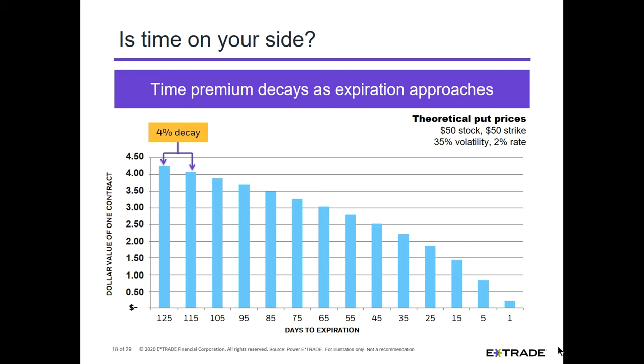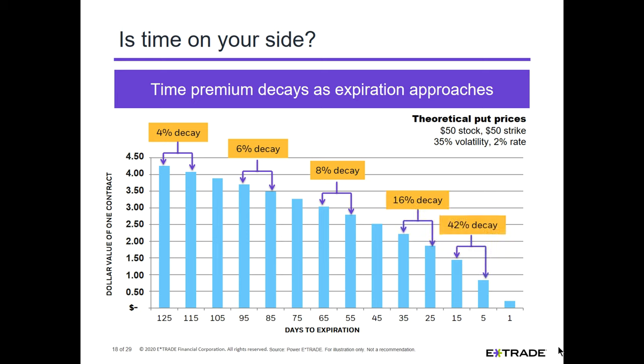If we were to price that option and instead of 125 days, it had 115 days, the theoretical price of the option would be 4% lower. It would be $405. So we can view this as evidence that this time premium dissipates or decays as expiration approaches. So we can follow a few different relationships here and see this. At 95 days, compared to 85 days, the option is 6% lower. A 10-day period now brought the time premium down by 6%. This 10-day period brings the time premium down by 8%, 16% here, and a whopping 42% when an option goes from 15 days to 5 days.